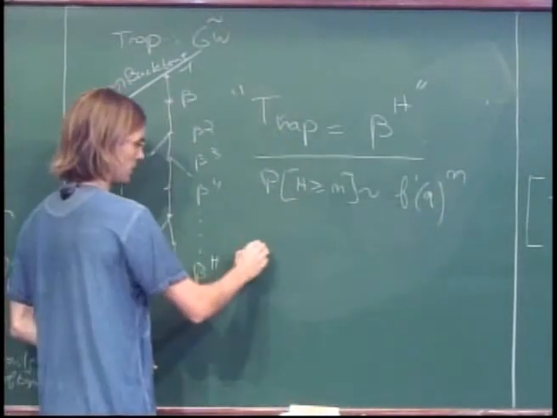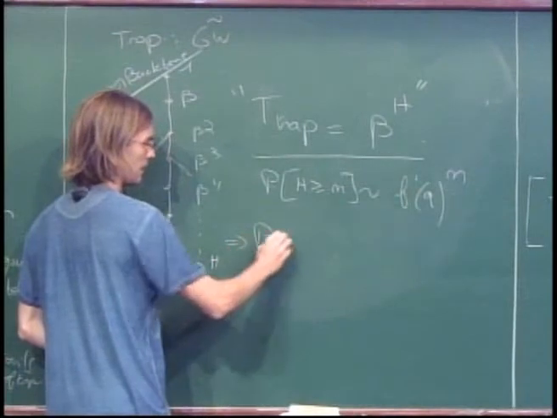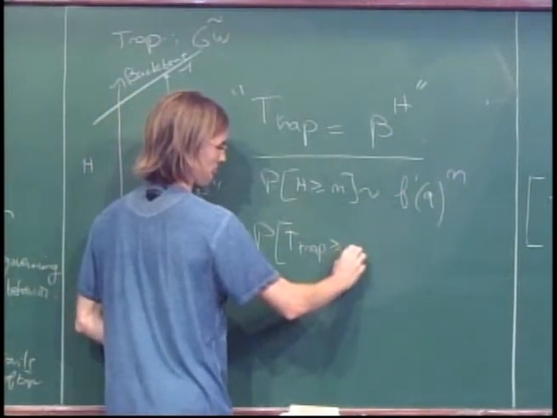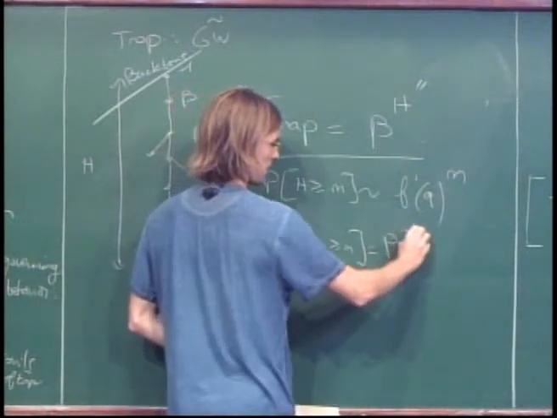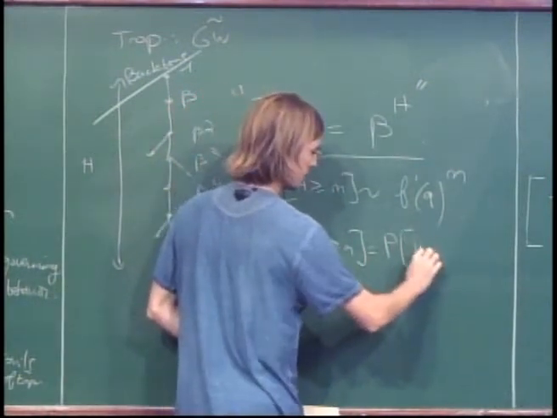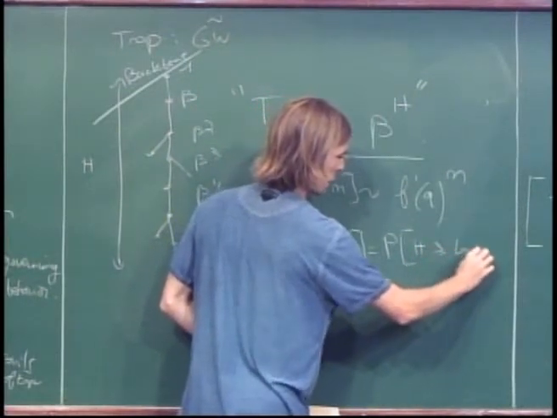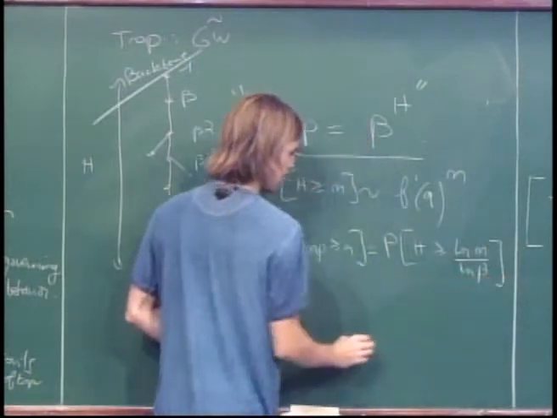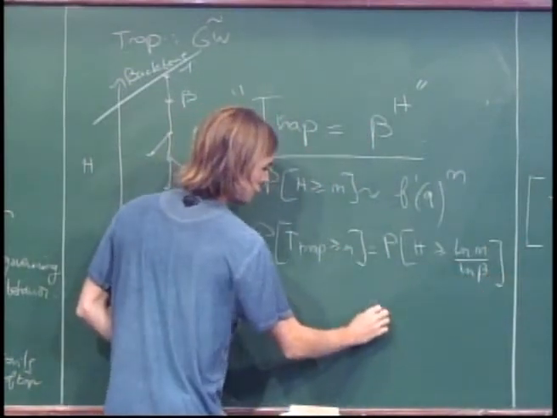So let's look at what this tells us about the tail of the time spent in a trap. I just take the log. So here something wrong is going to happen at one point. And now I'm going to use this formula here.